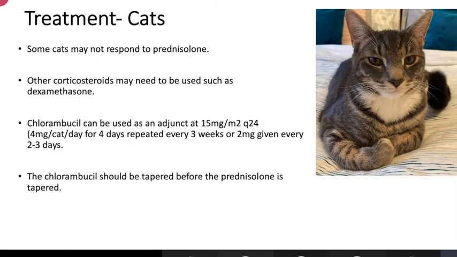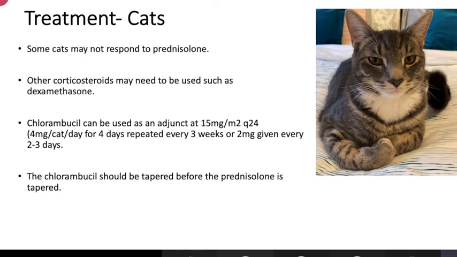And then in cats, again, steroid therapy is a cornerstone of treatment, but some cats might not respond to prednisolone, so other corticosteroids might need to be used, such as dexamethasone. And then typically chlorambucil can be used as an adjunct, as it says here, at 15 mg per meter squared every 24 hours, or 4 mg per cat per day for 4 days, and then repeated every 3 weeks.